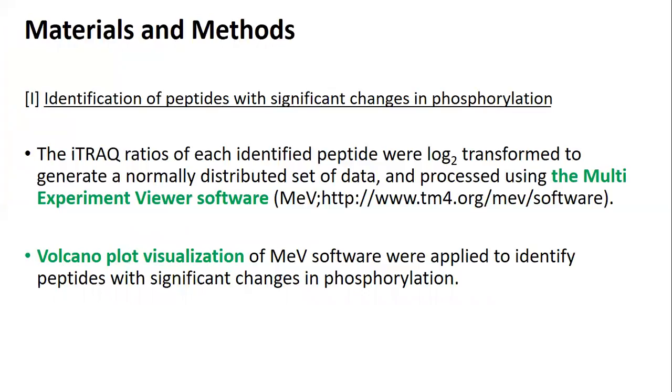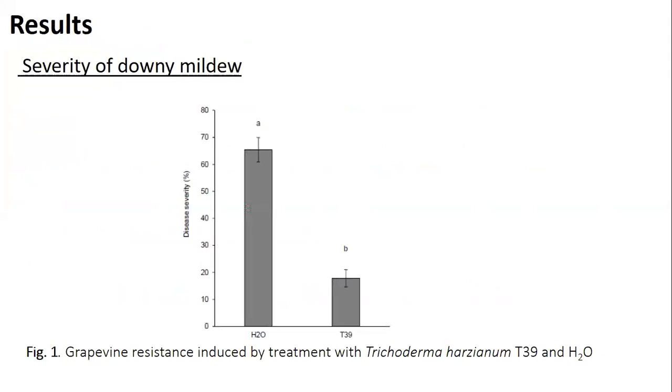Identification of peptides with significant changes in phosphorylation. The iTRAQ ratios of each identified peptide were log-transformed to generate a normally distributed set of data and processed using the Multiexperiment Viewer software. Volcano plot visualization of MEV software was applied to identify peptides with significant change in phosphorylation. The following slides show the results obtained from this study.